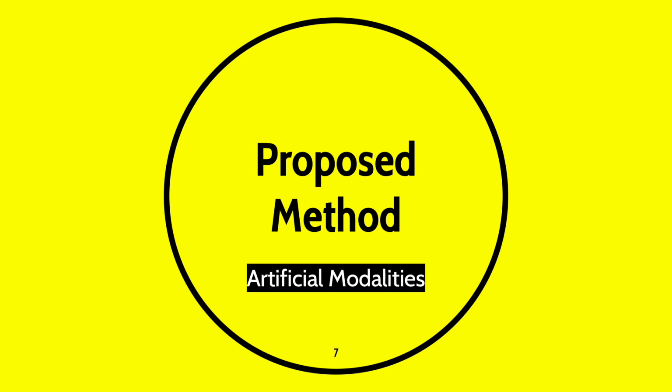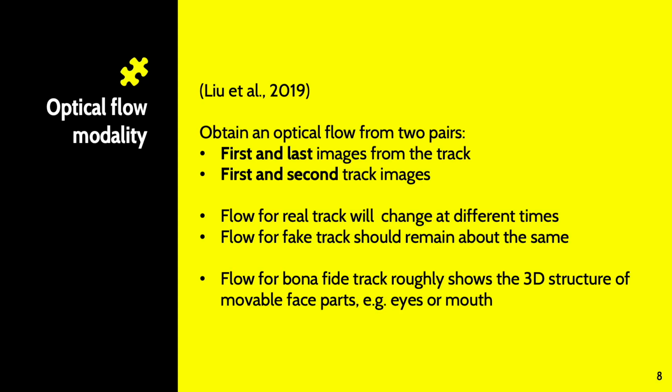This paper proposed the method of artificial modalities, and they proposed 2 new modalities that can be extracted from current data to provide extra information for machine learning. The first modality is optical flow, based on the Liu et al. paper, and they obtained an optical flow from 2 pairs: the first and the last images from the track, and also the first and the second images. The motivation behind that is that the flow for a real track would change at different times, but the flow for a fixed track should remain about the same.